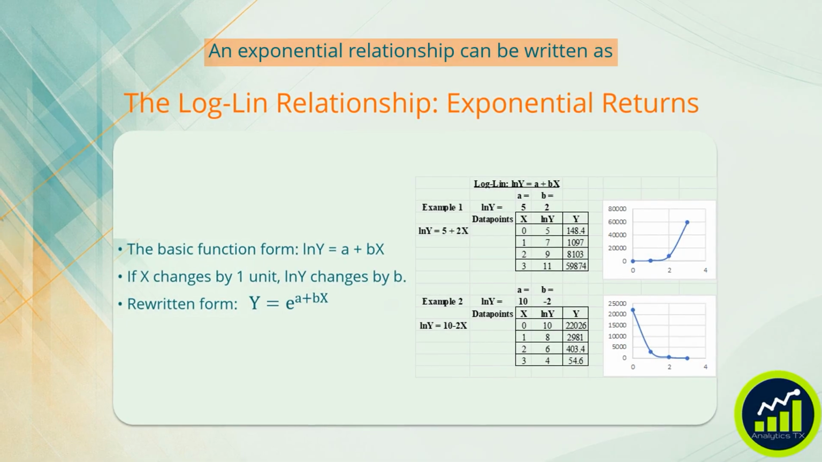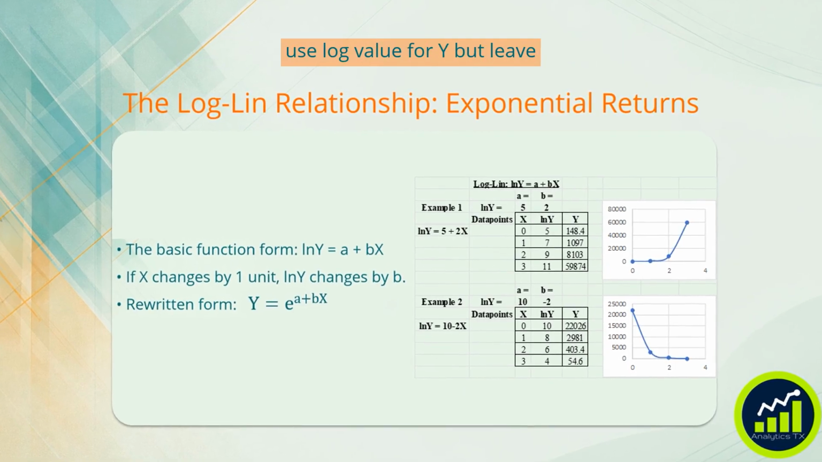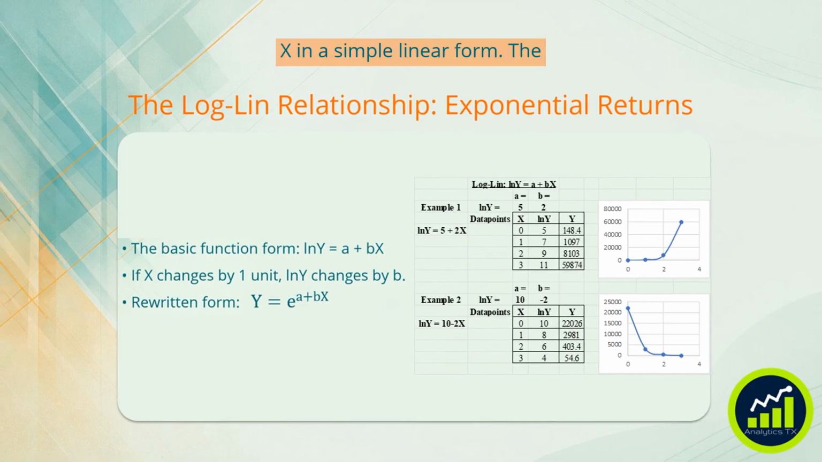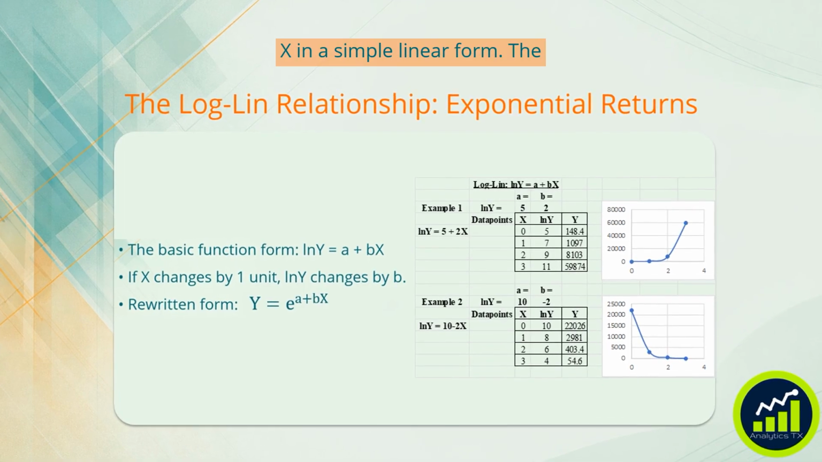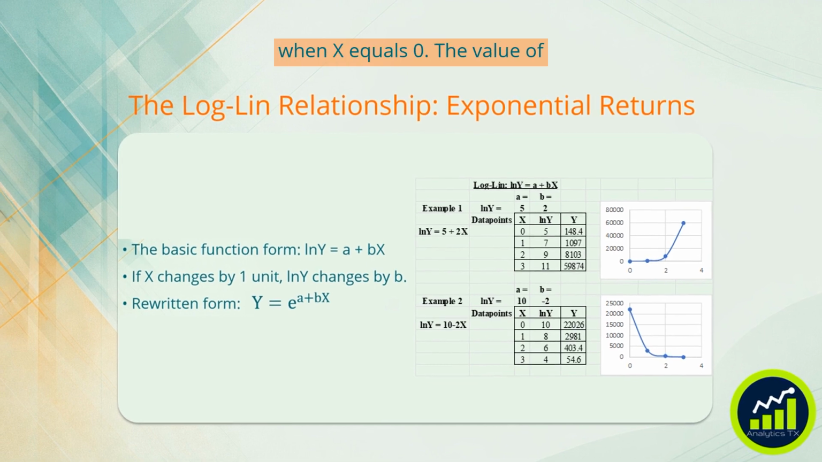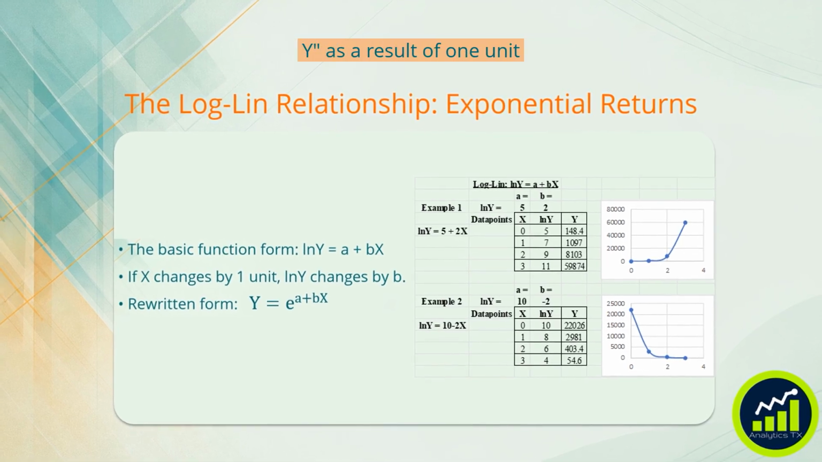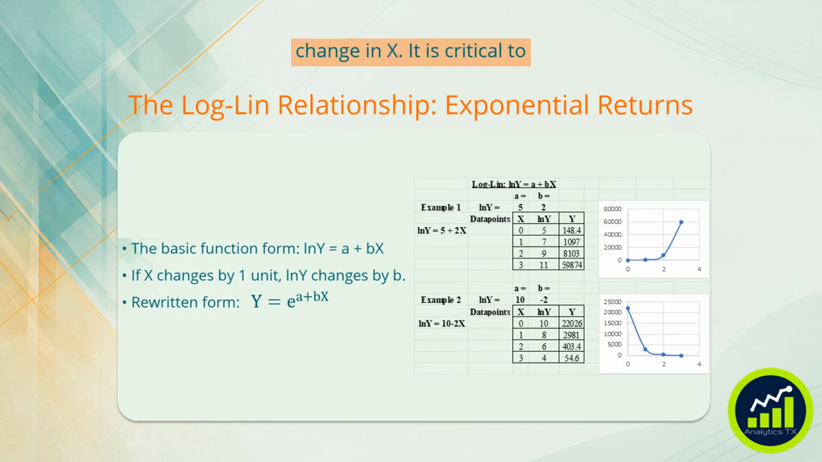An exponential relationship can be written as a Log-Lin equation. In this situation, we use log value for y, but leave x in a simple linear form. The intercept a is the value of log y when x equals 0. The value of b is particularly interesting here. Unlike linear slopes, b reflects a percentage shift in y as a result of 1 unit change in x.